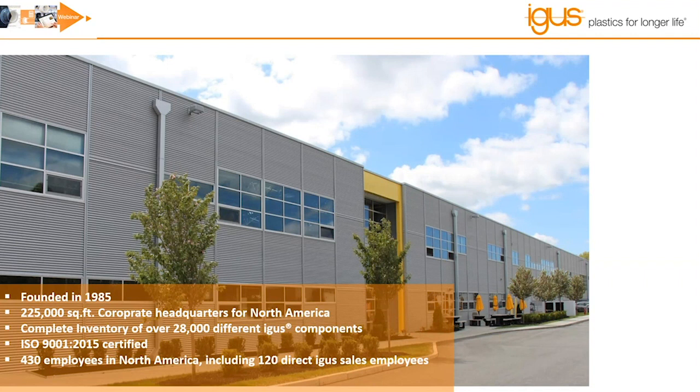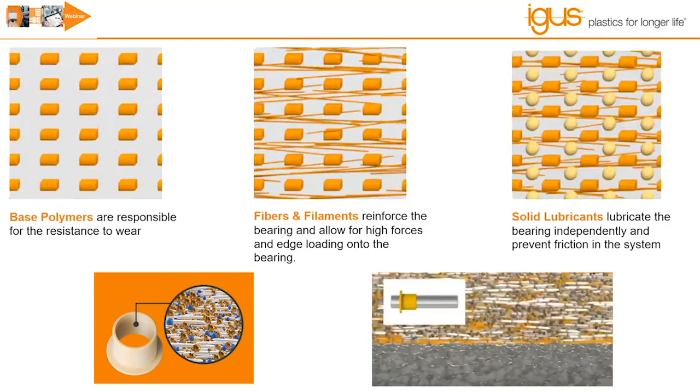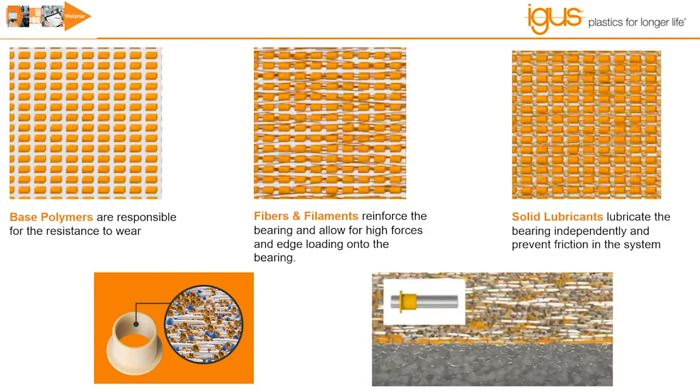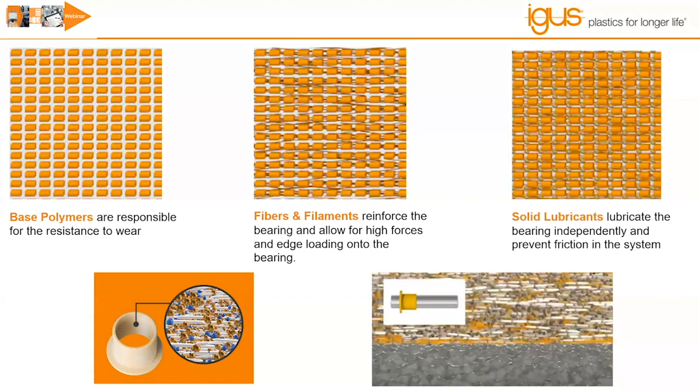And we have 430 people in the US as well. A high number of those, I think about 110 or 120, are outside salespeople, factory direct, trained by IGUS employees. Roughly half work for the eChain product line, which is our cable management systems, and the other half work for our DryTech product line, which we're discussing today, specifically the linear products.